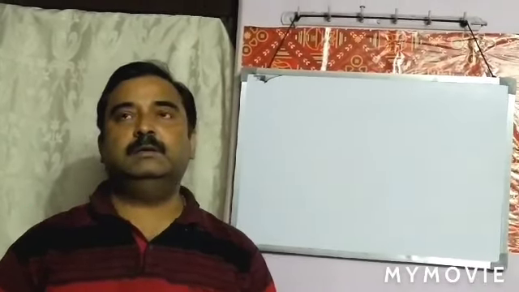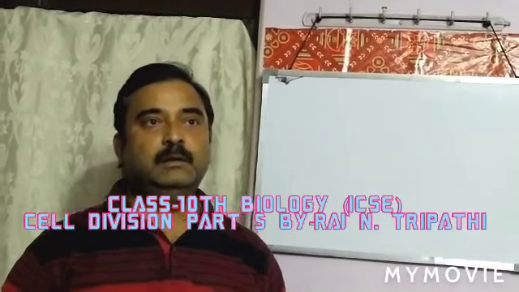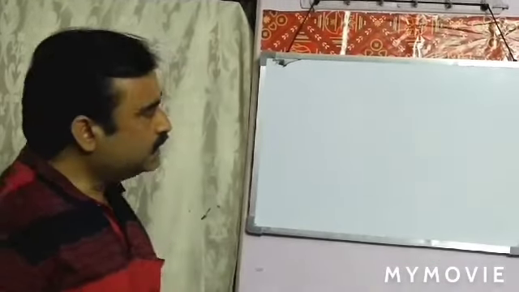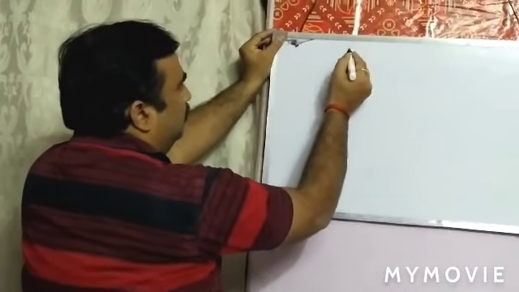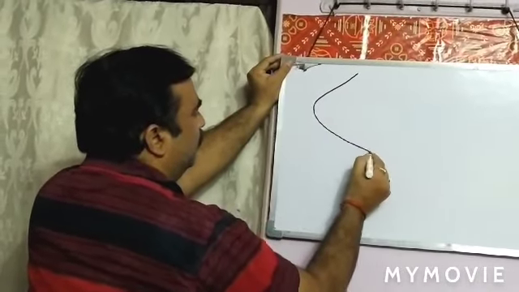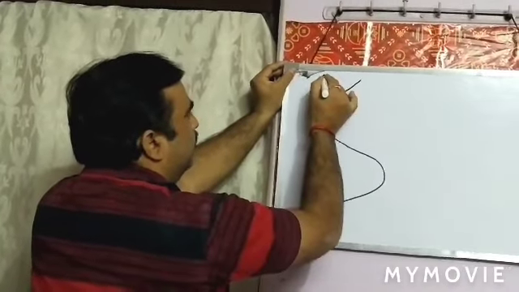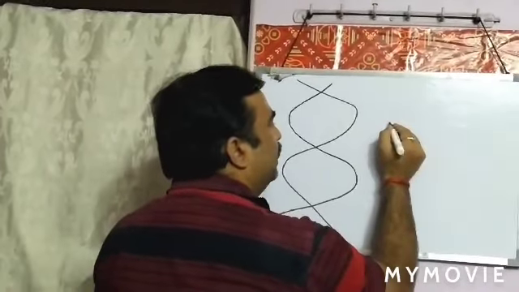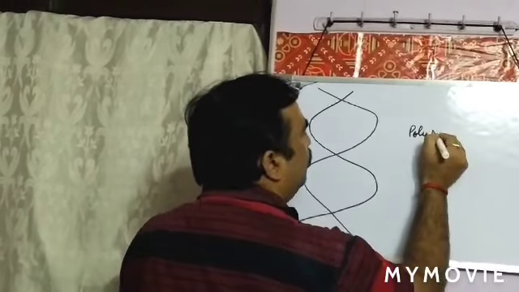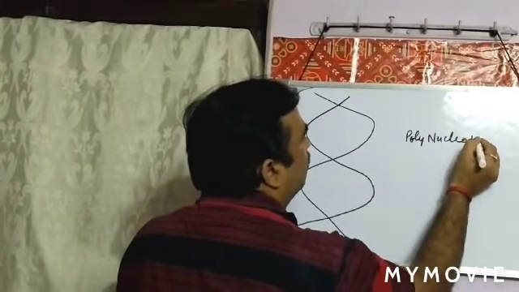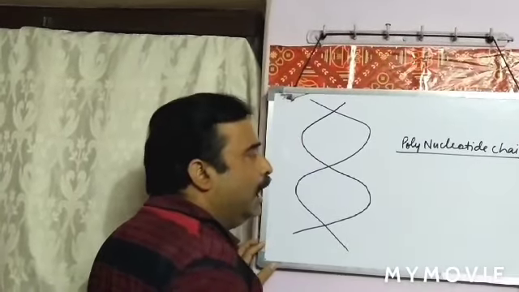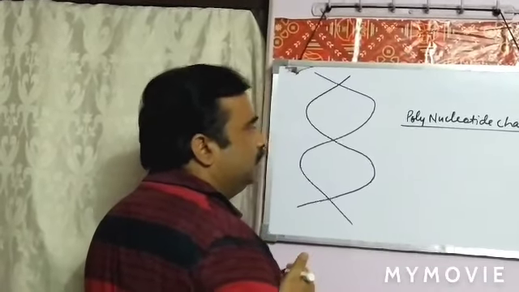We already discussed all the steps of mitosis division, and also the introduction of the DNA, nucleic acid. When we see the DNA structure, DNA is composed of two helix or two strands, and I already told you, the single helix is made up of a polynucleotide chain. Clear? So it is made up of what? Polynucleotide chain. How is this polynucleotide chain formed?